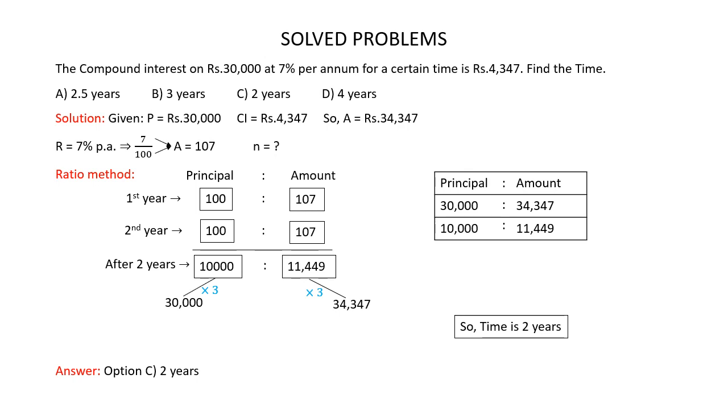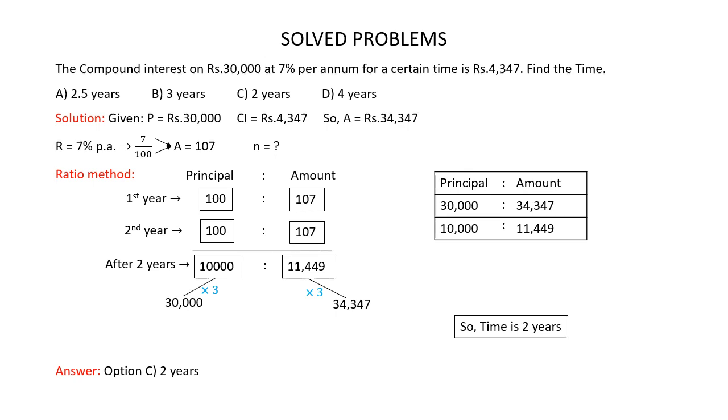Now let's start with the ratio method. Now the first thing that is to be done in the ratio method is to convert the rate of interest which is given in the percent form to its fraction form. So 7% is nothing but 7 by 100. Here the denominator 100 is the principal and the numerator 7 is the interest. Since amount is principal plus interest, we have amount is equal to 100 plus 7, which is 107. So here principal is 100 and amount is 107 for the ratio method.